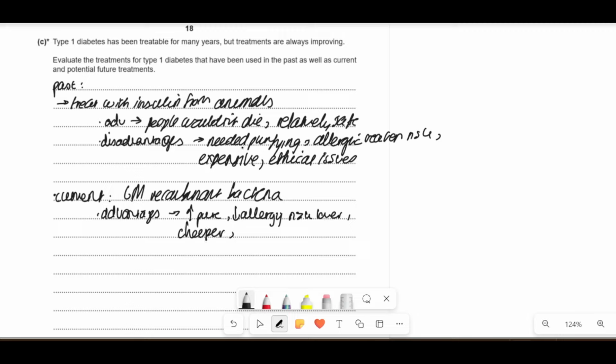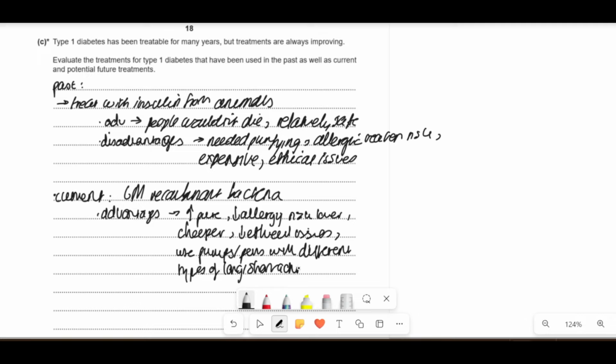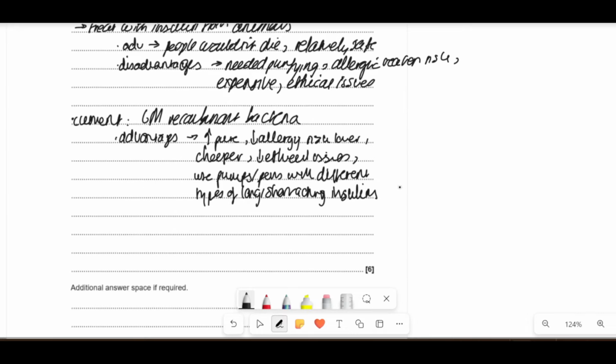Now that I've written all of these out, I can look at them and compare them too. There are fewer ethical issues as well because you're not killing animals. If you do it step by step, then you can also refer back to these and jump back. As well as that, you can use pumps and pens with different types of long or short acting insulins, which is quite good because that means we can customize it to behave how we want.